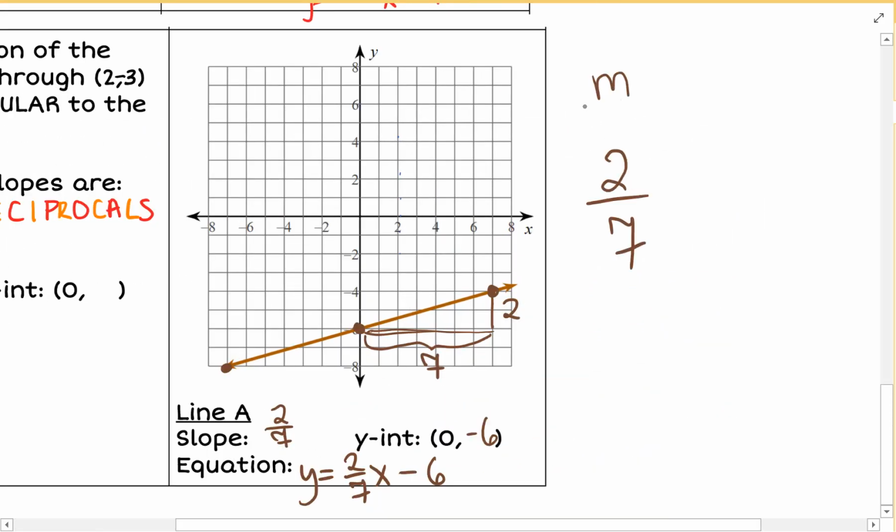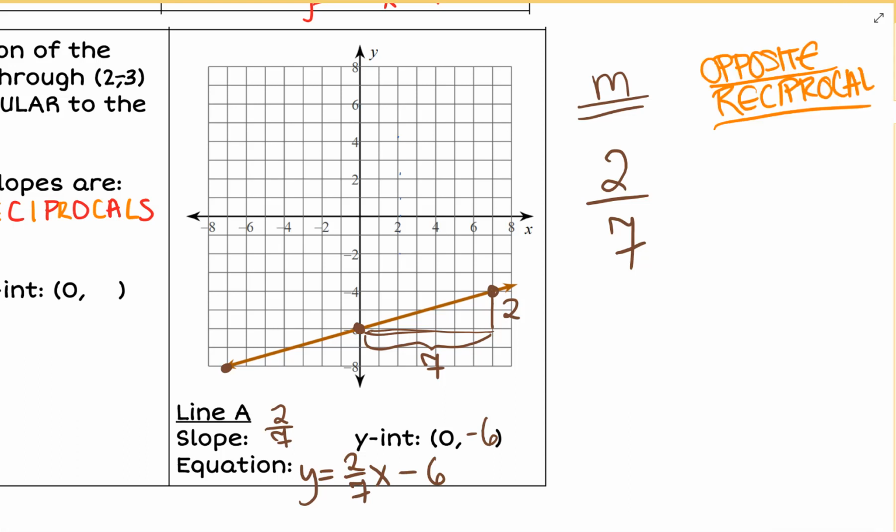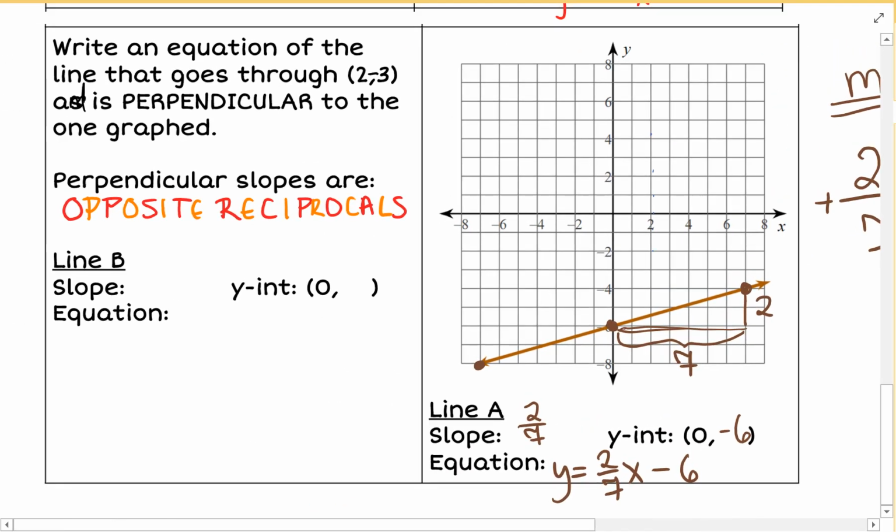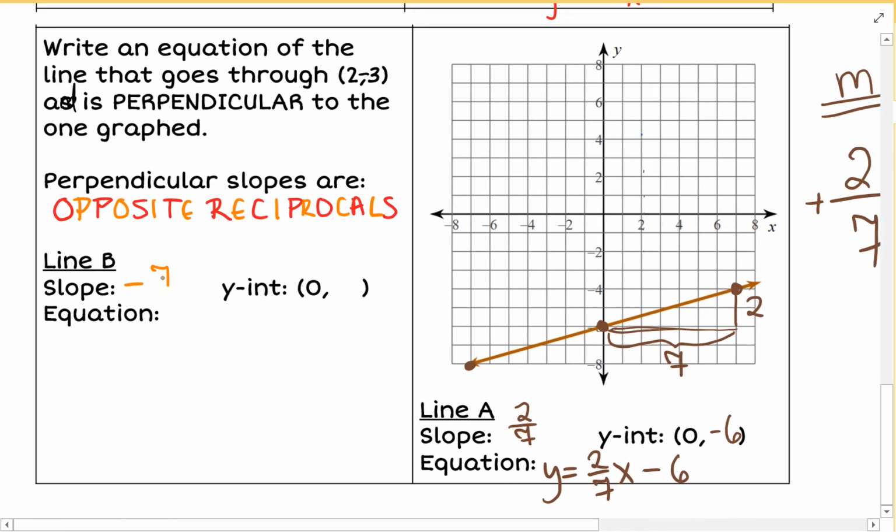So what is the opposite reciprocal of 2/7? The slope of our line is positive, so the opposite would be negative. The slope is 2/7, and we need to take the reciprocal, so flip that to be 7/2. So the slope of our perpendicular line should be -7/2. I do not know the y-intercept, but I do know another point. So I'm going to graph that point.